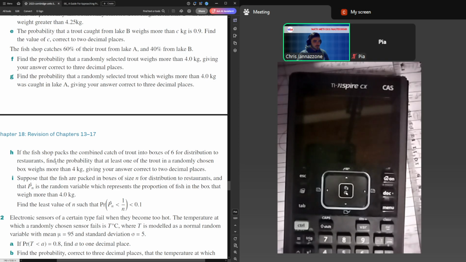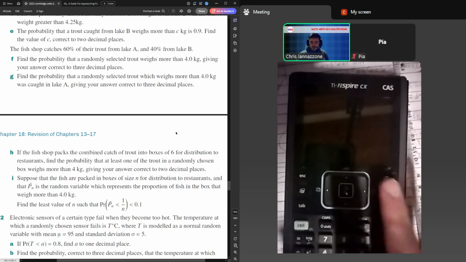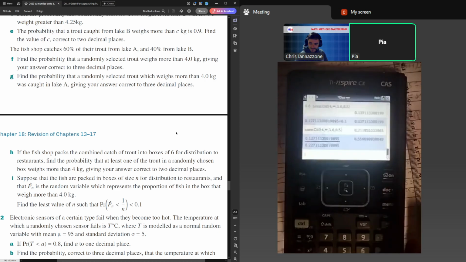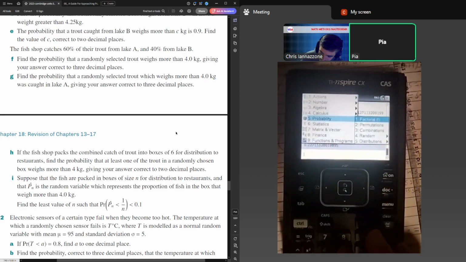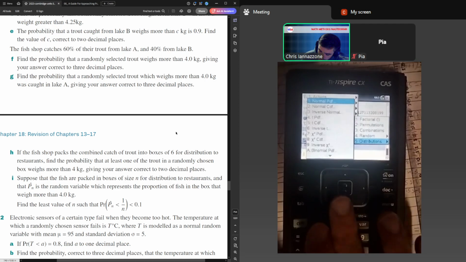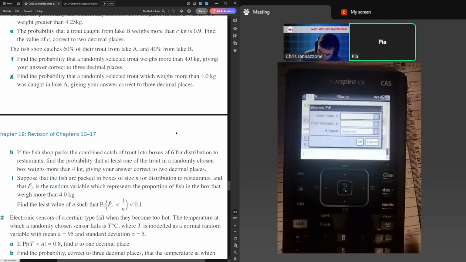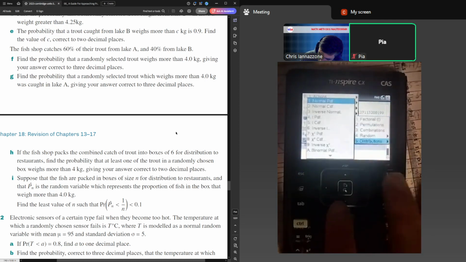How do we find binomial probabilities? Specifically in the context of saying at least one, meaning you want anywhere between 1, 2, 3, 4, 5, or 6. Do you remember how we find that kind of thing on the CAS? Yeah. Do we go to binomial PDF? Binomial PDF. All right, I'll show you what that one looks like. Sorry, no, CDF. CDF. Yep, that's good.